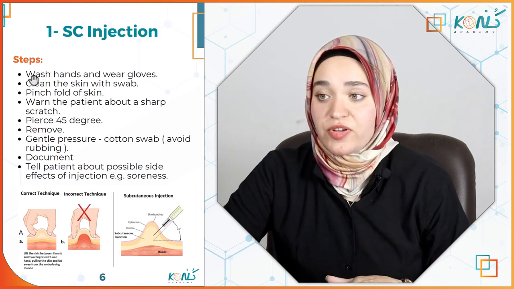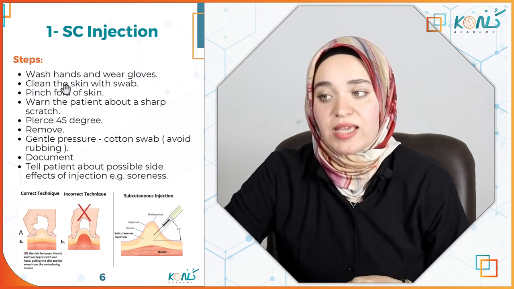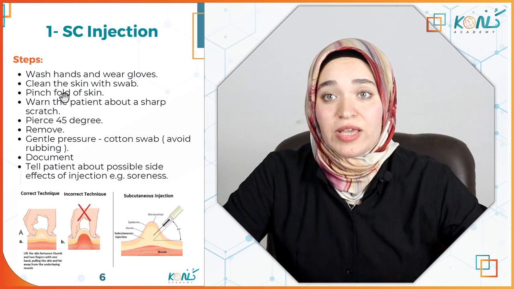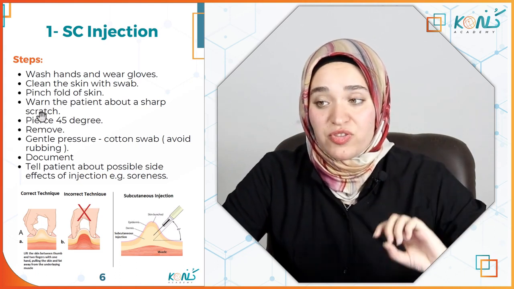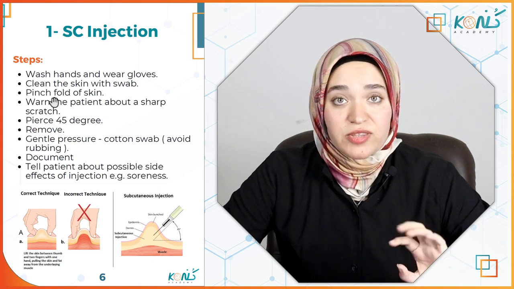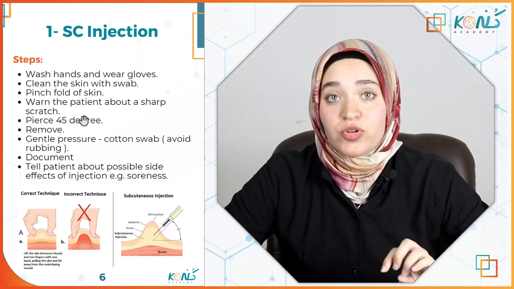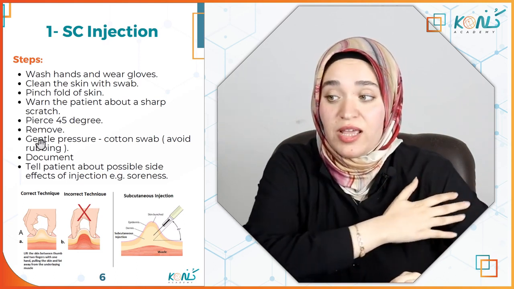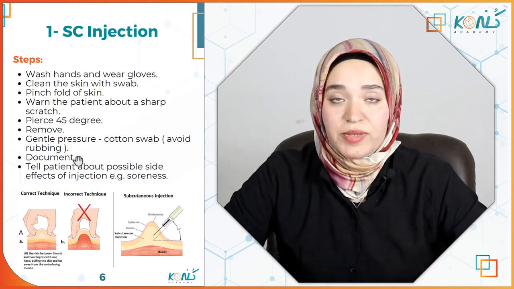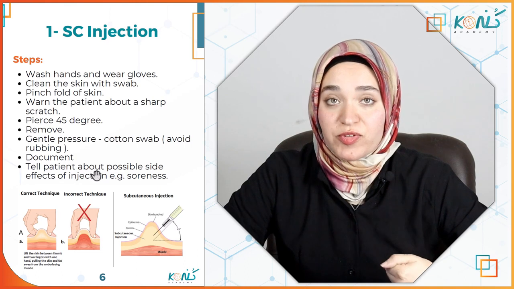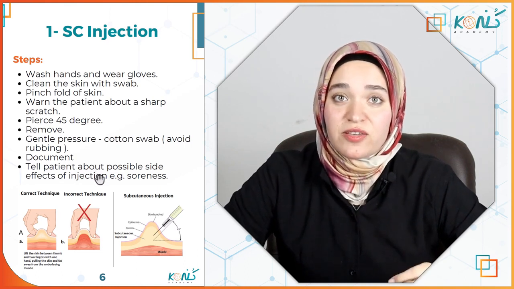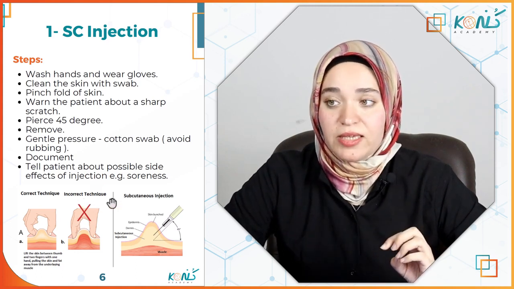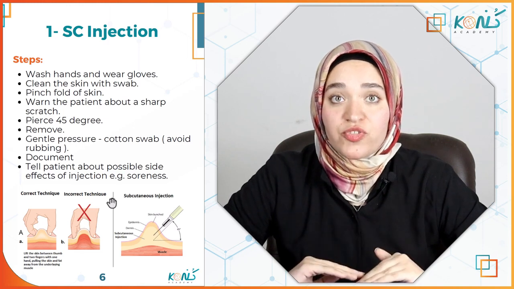This is the step. First of all, wash your hands and wear gloves. Clean the skin with a swab, pinch a fold of skin, and you can say also, please avoid pinching muscles while you are pinching the skin. Warn the patient about a sharp scratch coming. Insert at 45 degrees, gently, remove it and apply gentle pressure. Avoid rubbing. Document what you did, and also tell the patient about possible side effects after injection, like some soreness, some redness, and if this happens, please come back. Okay, so these are the steps of subcutaneous injection.